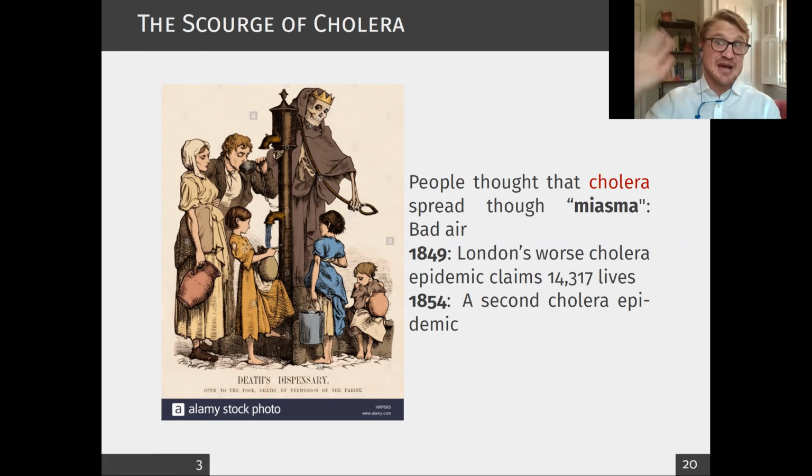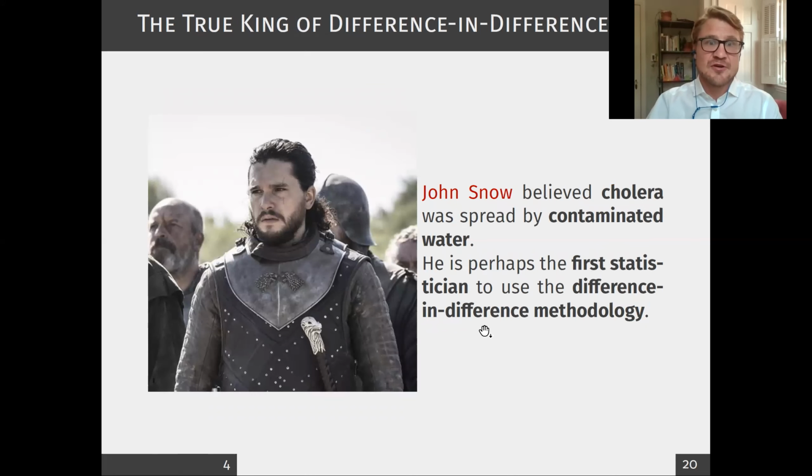So as long as you just get the smell out of it, you can just dump everything into the Thames River, you'll be fine. And there were two enormous cholera outbreaks in 1849 and 1854. Many people would actually say that the true king of difference in difference is John Snow himself. This is his actual name. This is a great conversation starter at parties if you meet somebody in global health or in epidemiology, because we share a common hero who is John Snow.